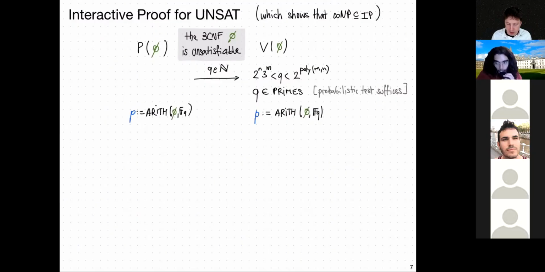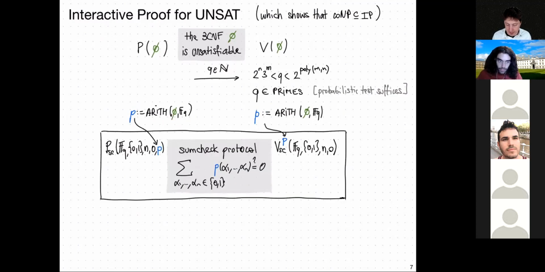Both of them are going to arithmetize the Boolean formula phi into the polynomial P over the finite field of Q. And then they're going to run the Sumcheck protocol as a subroutine for the claim that this polynomial sums to 0 over the Boolean hypercube. So gamma is 0, h is 0, 1, and the dimension is n, where n is the number of variables of the formula. At the end of the Sumcheck protocol, the verifier is going to want to query the polynomial P.